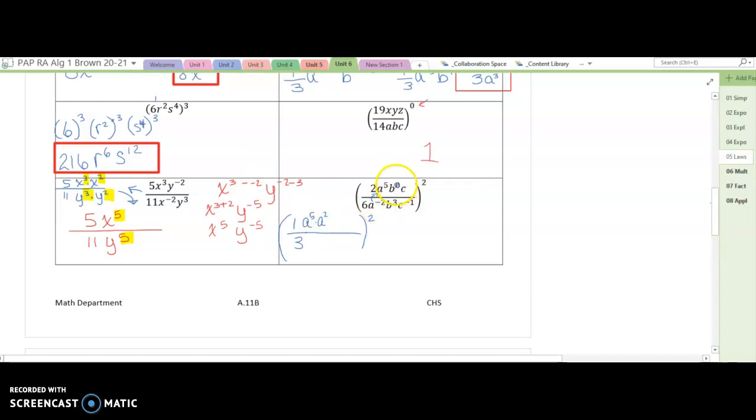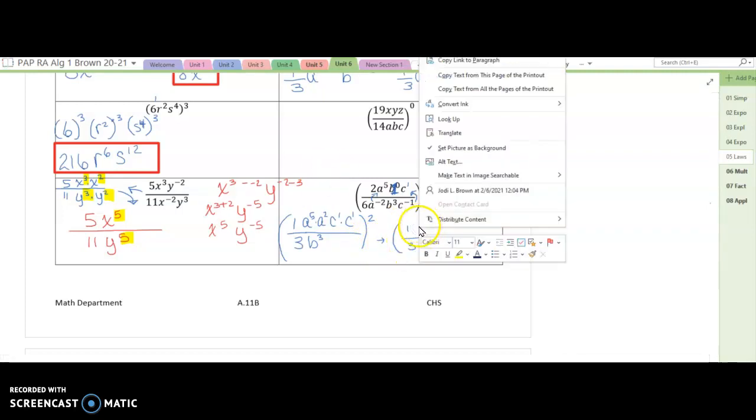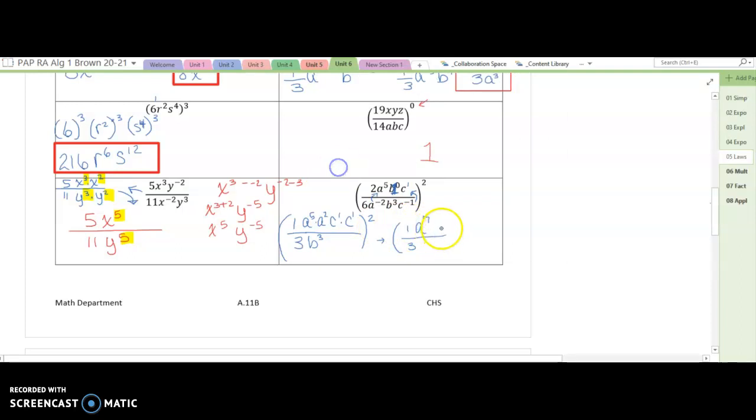b to the 0 power is just a 1, right? We're going to make that just a big 1. b to the third is happy down there in the bottom. C to the negative 1 doesn't like it down there, so we're going to move him up there along with the C to the 1 power. All right. So what I end up with, let's move this over here. I have a 1/3. I have a to the 7th on the top, c squared, and then on the bottom I have b to the 3rd. All of that is squared, right?